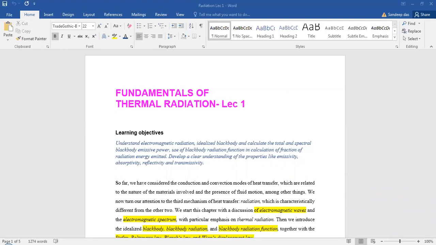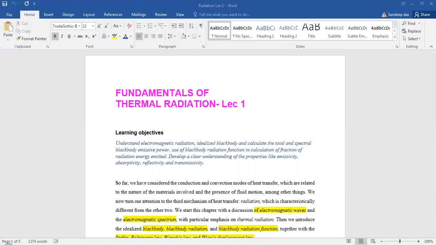The various things that you will come to know are understanding the electromagnetic radiation, that is the full spectrum of electromagnetic radiation, how a black body behaves and what is a black body, how to calculate the emissive power at a particular wavelength and temperature, as well as the total emissive power over the entire spectrum of electromagnetic radiation.